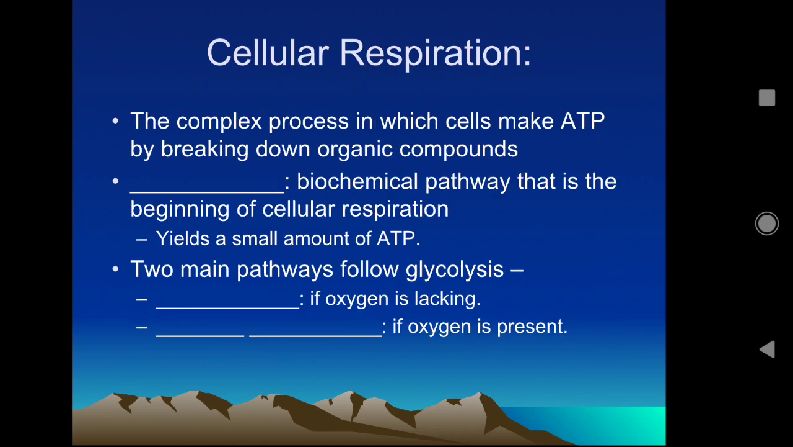So cellular respiration is not a simple process. There are many steps, many stages, things that you have to understand. But the basic premise is organic compounds are going to be broken down and made available into readily usable energy, or ATP. So the biochemical pathway that is the beginning of cell respiration is the breakdown of glucose. Glycolysis is the biochemical pathway that is the beginning of cell respiration.